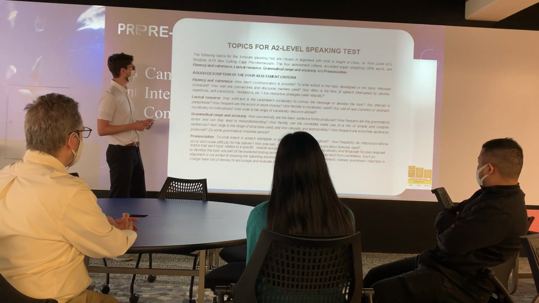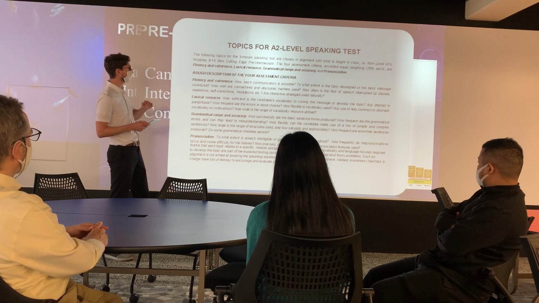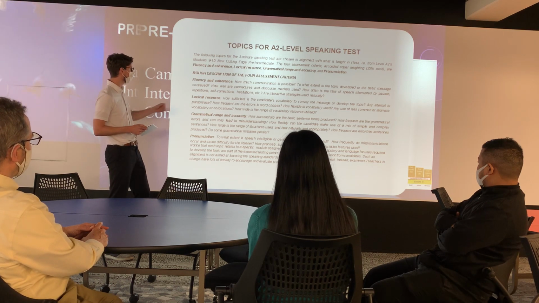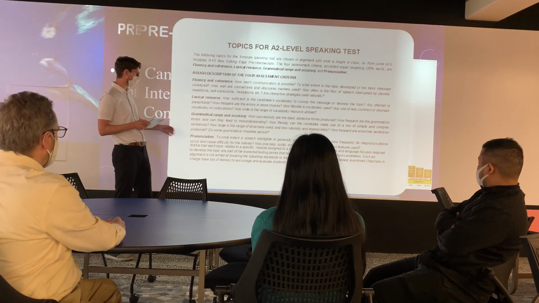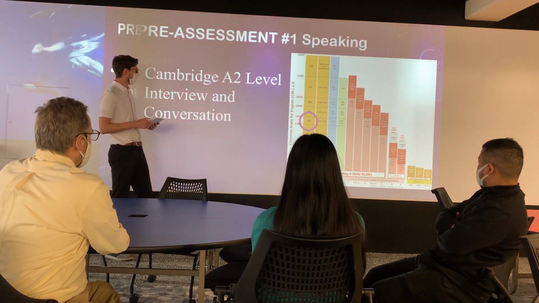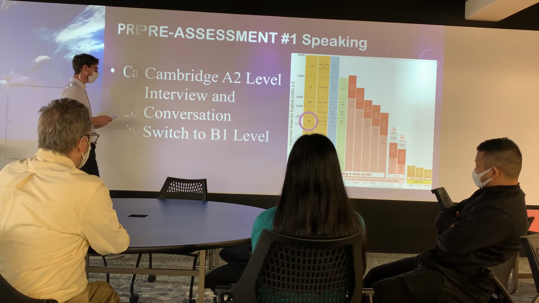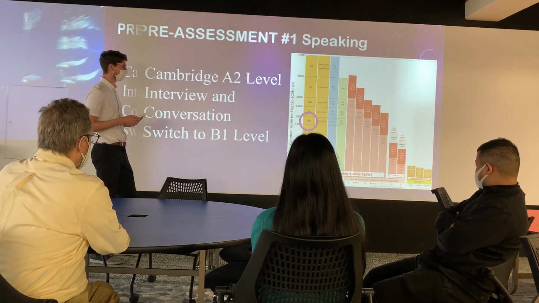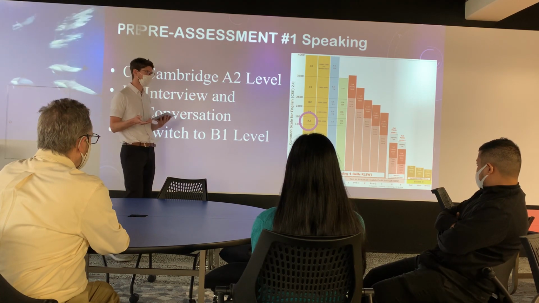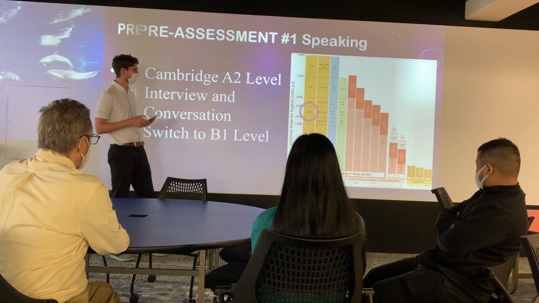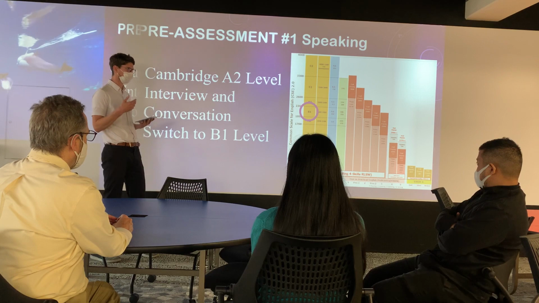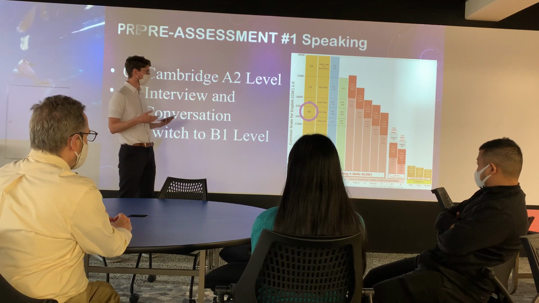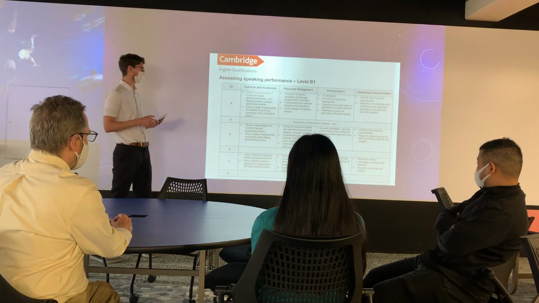Here are the grading criteria for the Cambridge style speaking test, which is fluency, coherence, lexical resource, grammatical range and accuracy, and pronunciation. So during the interview, I noticed my students' English speaking ability was pretty advanced, and so I switched the questions to B1 level. Now I didn't do much preparation on the B1 level, so I did my best to just make the questions a little more difficult and a little more challenging.